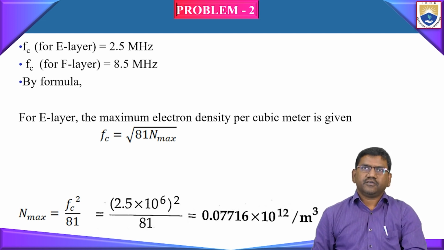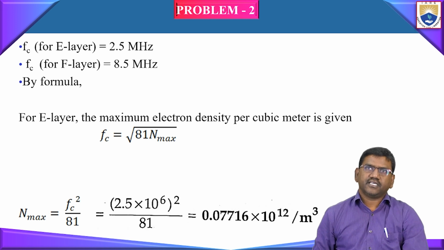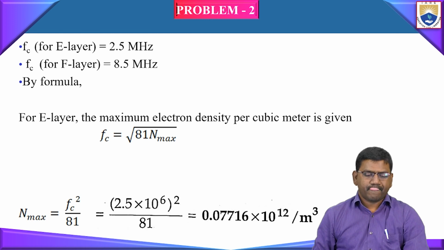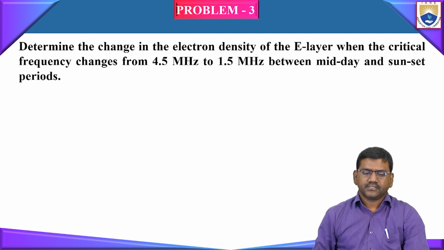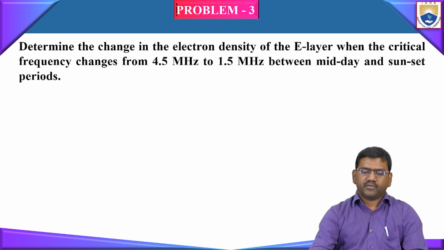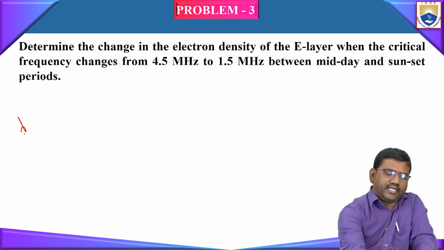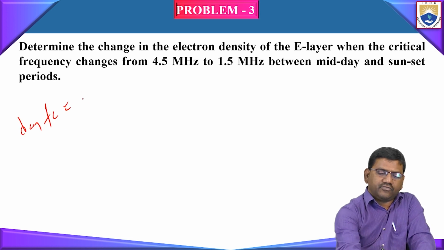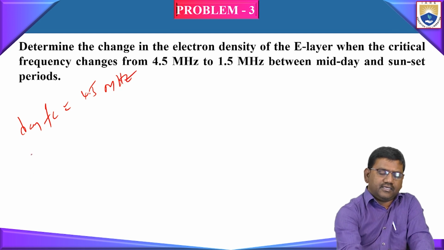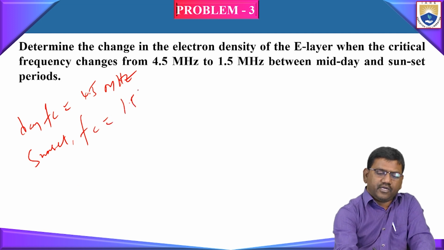So based upon this problem, we are going to extend this problem to obtain the change in the densities. So we are going to find out the change in the electron densities based upon this problem also. Now determine the change in the electron density of the E layer when the critical frequency changes from 4.5 MHz to 1.5 MHz between midday and sunset periods. So here the daytime critical frequency is given as 4.5 MHz, and during the sunset the critical frequency is given as 1.5 MHz.